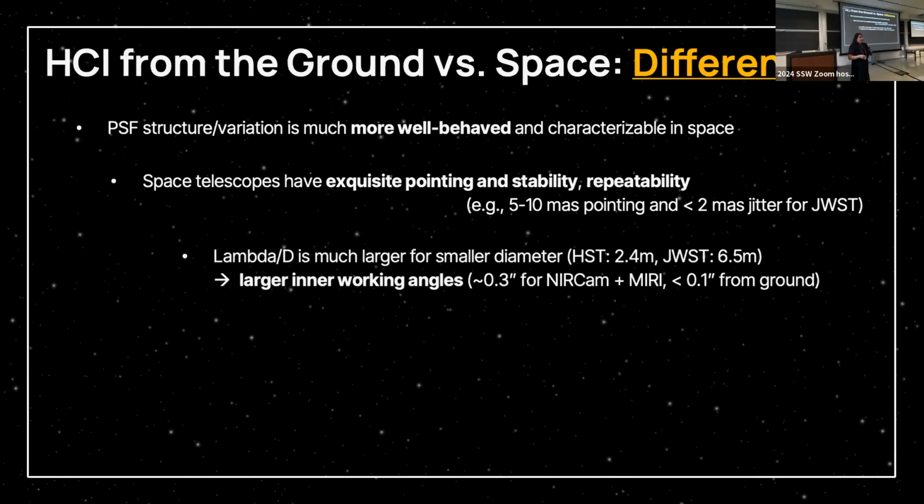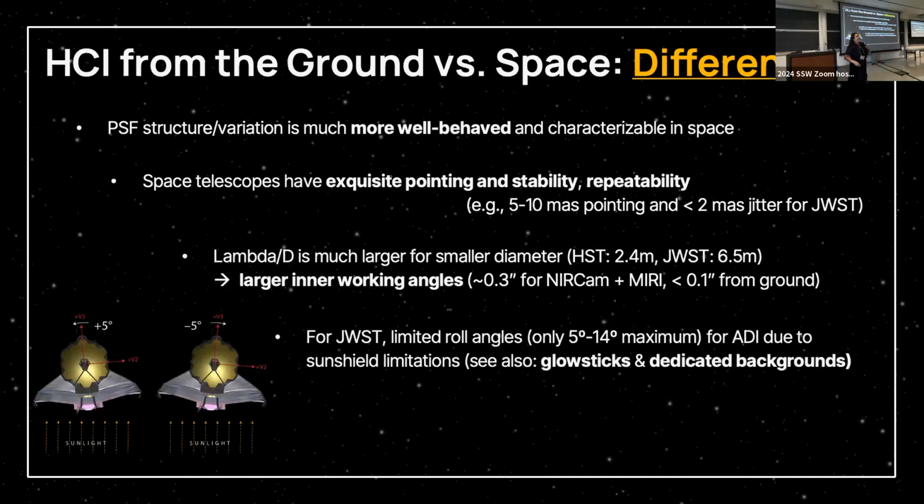There's a downside, of course, that space telescopes are smaller, and that means our lambda over D is much larger for a smaller diameter telescope, which means we have much larger inner working angles on the order of about 0.3 arcseconds for both NIRCam and MIRI. Whereas from the ground, we routinely have inner working angles that are better than 0.1 arcseconds.